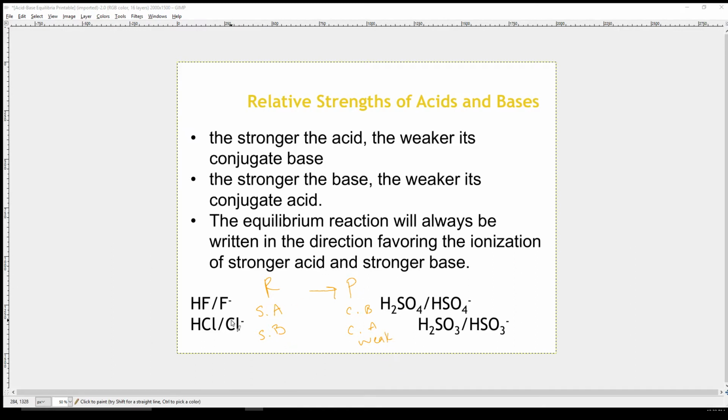And here are some examples. We could write these out. We have HF goes to F-. This guy is weak. It's weaker than this. So we'd actually have our fluoride ion in the reactants and our HF in our products. Here we know hydrochloric acid is very strong, so it would go in our reactants, and this would go in our products.